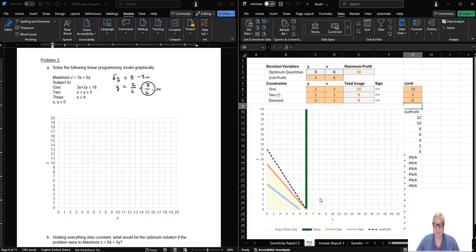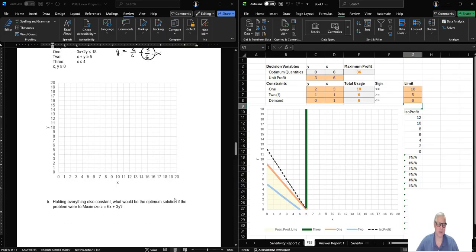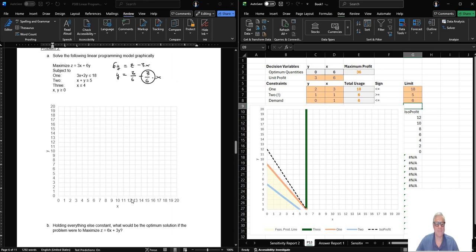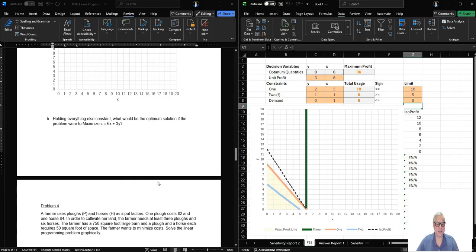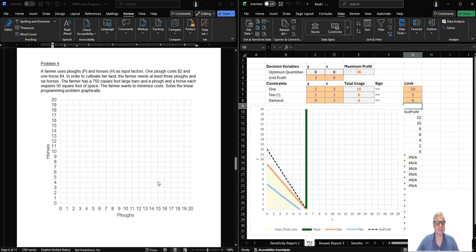So by playing around with some numbers, I hope you get a little bit of a feeling for things like shadow price and opportunity cost and those kind of things. Shadow price is opportunity cost. Okay, so that concludes problem set 3. And let's just stop here and then let's continue with problem set 4.